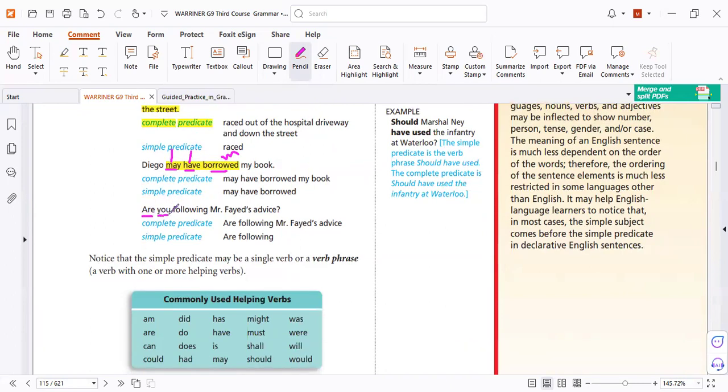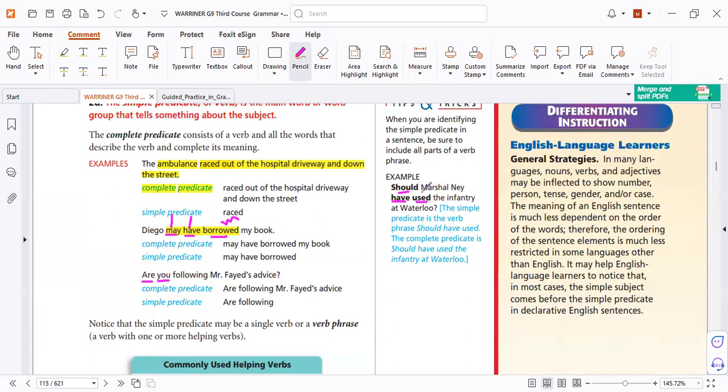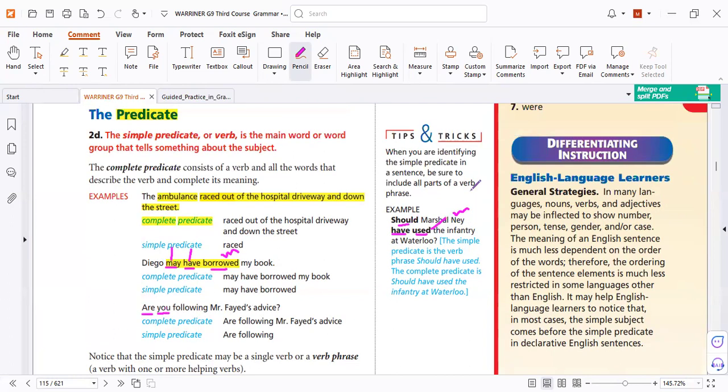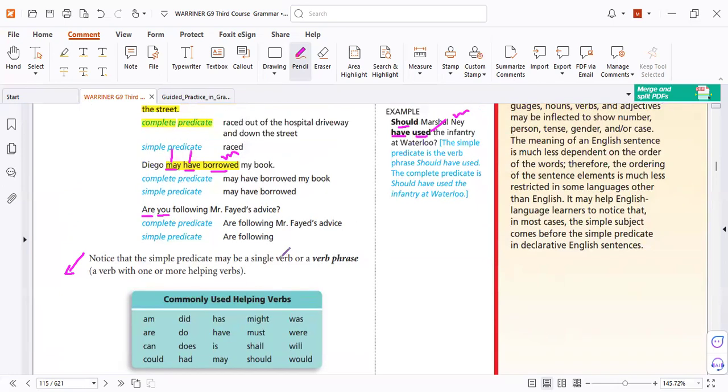Like that, here are tells you the subject is plural, and following tells you it's present continuous tense. So the helping verb helps me to know a lot of information. Like that example, Marshall should may have used: should tells you it's advice, have tells you it's past, and used tells you the main action. Here it's about the helping verb or auxiliary verb. All of these could be auxiliary verbs, but for me, I don't care whether it's helping or main.